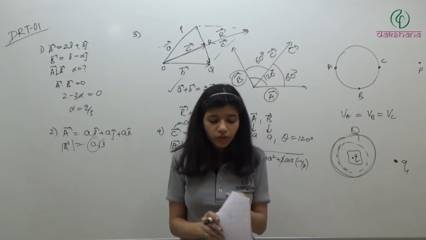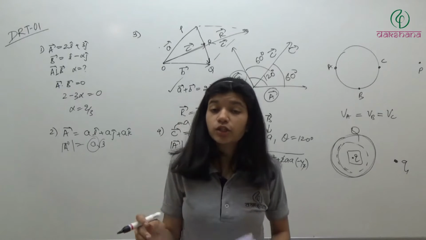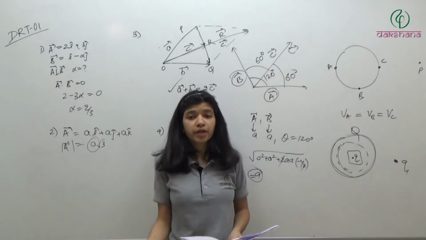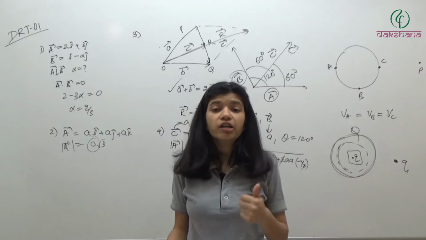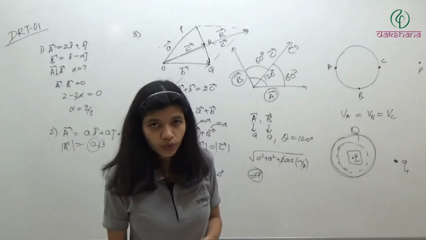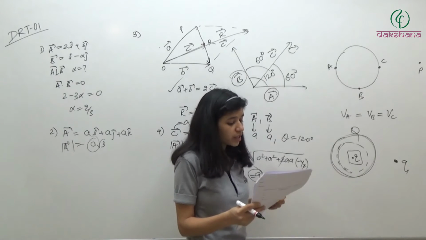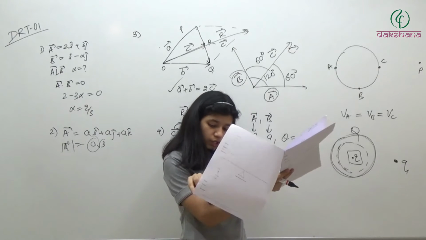Correct? So whenever we have a cavity inside a metallic conductor, the electric field in that cavity is zero. So here the answer will be the fourth option.